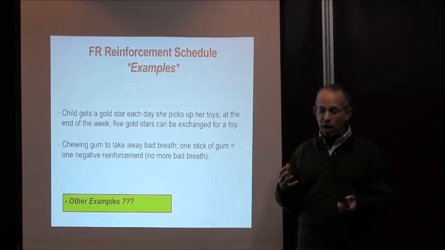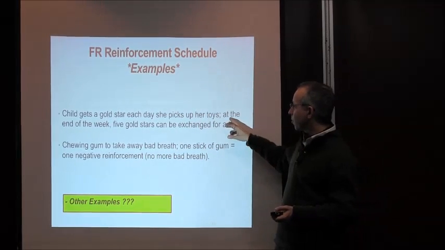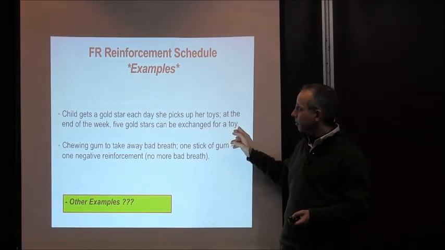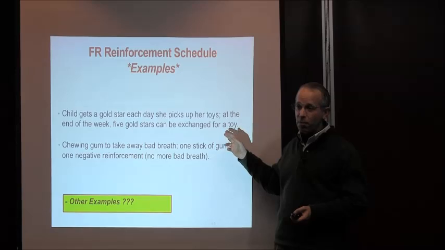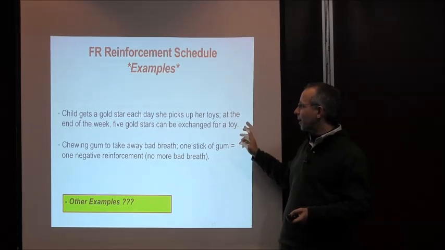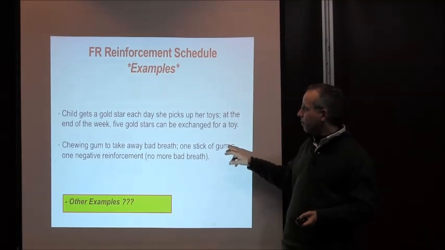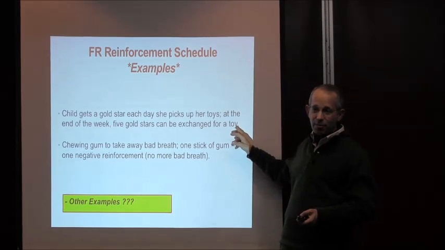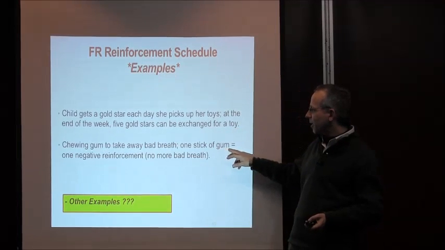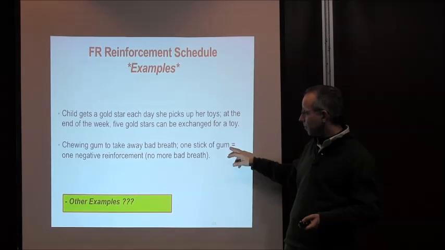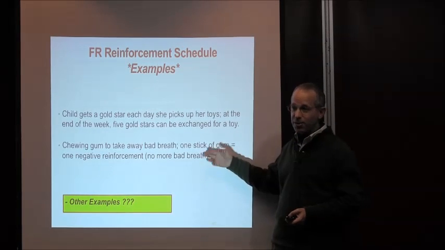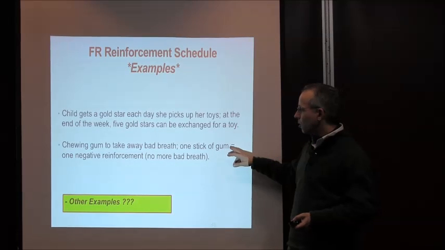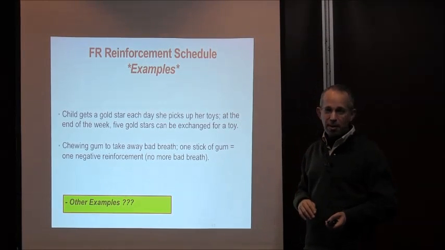Fixed ratio is a child gets a gold star each day she picks up her toys. At the end of a week, 5 gold stars can be exchanged for a toy. So every 5 picking up of toys, you're reinforced. That's positive reinforcement, getting a toy. If you have bad breath, chewing gum takes away bad breath. 1 stick of gum, this is negative reinforcement. You're taking away something bad, which is bad breath.